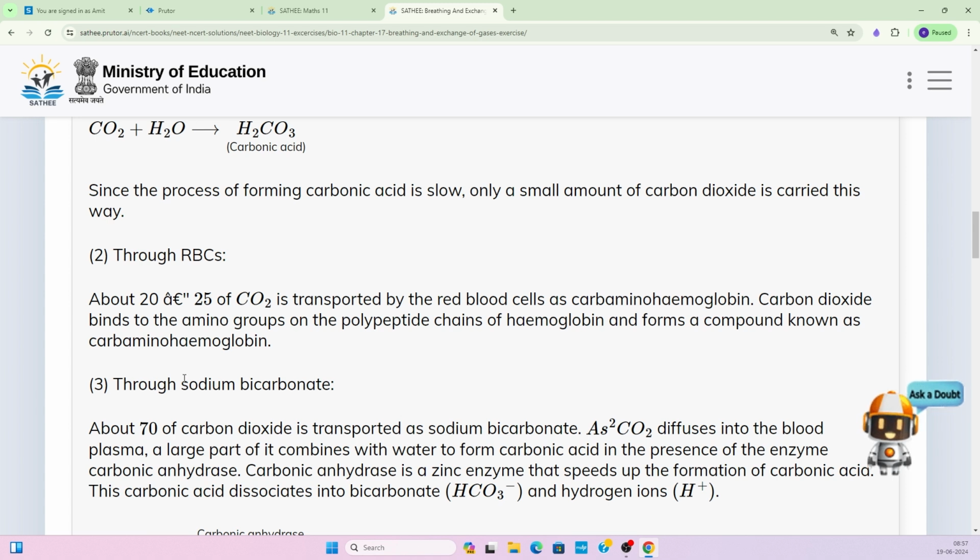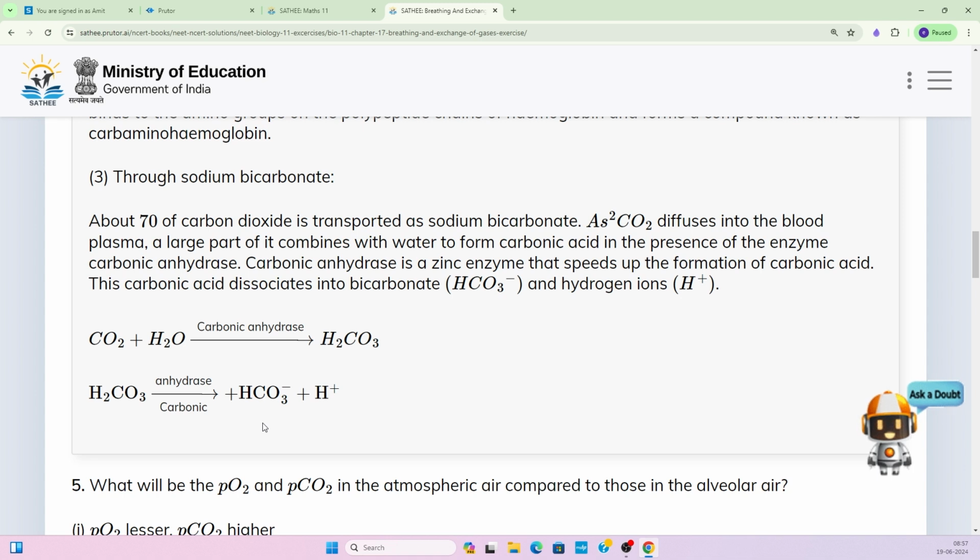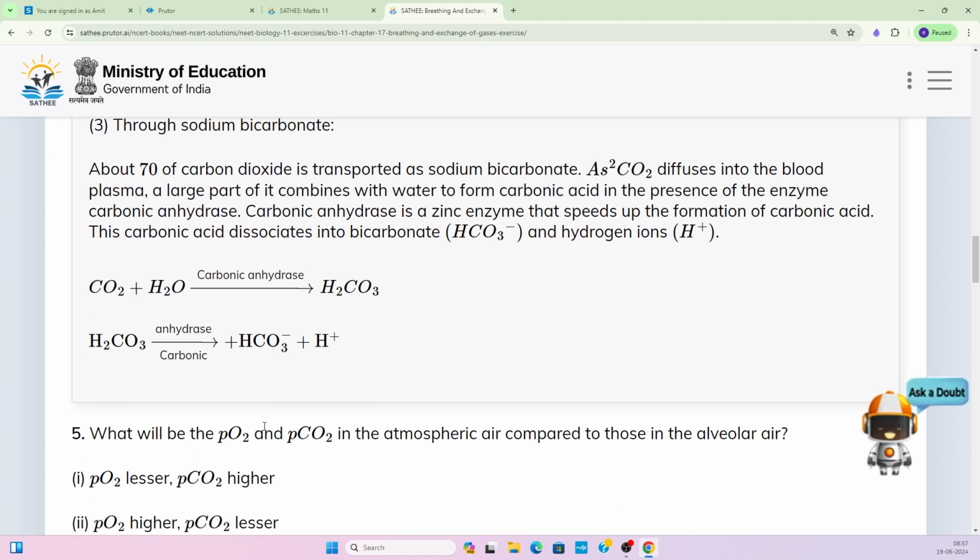Only 25%. Okay. Now, through sodium bicarbonate, this is very, very important, about 70% of the carbon dioxide is transported as sodium bicarbonate, right? Sodium bicarbonate is a type of salt that is formed by this carbon dioxide getting dissolved, in this form of sodium bicarbonate, 70%, right?